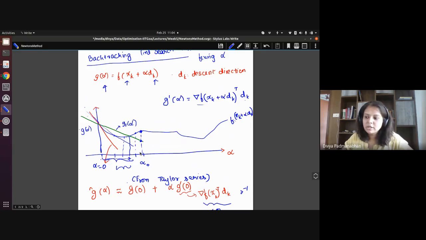A good reference for these line search methods is the book by Nocedal. So if you're interested in other strategies, that's one you could always refer to.